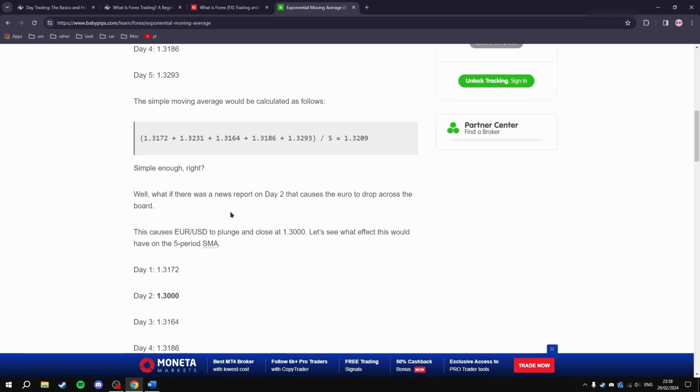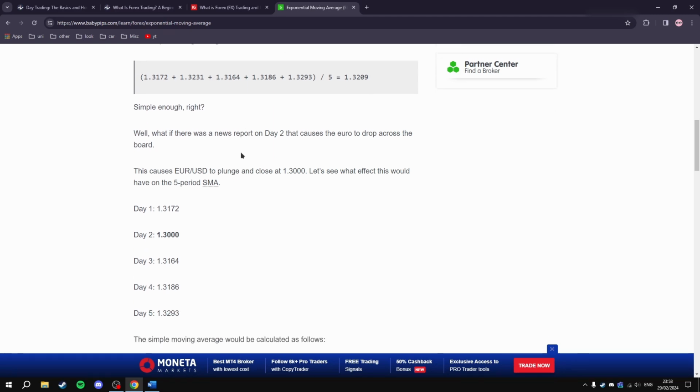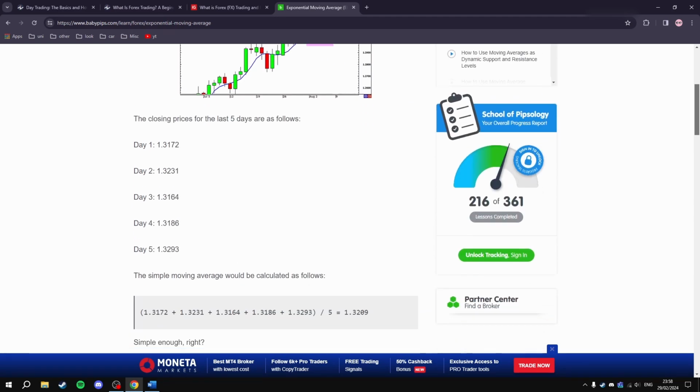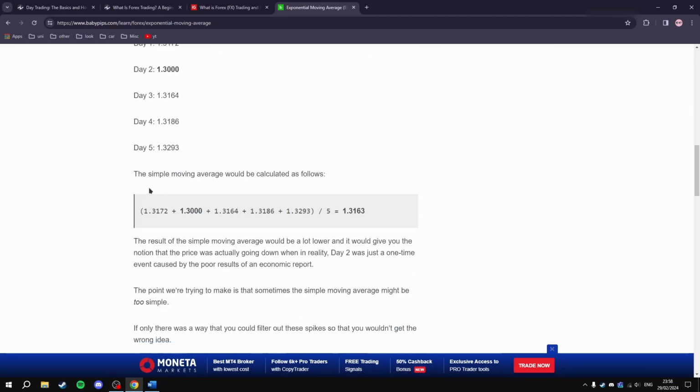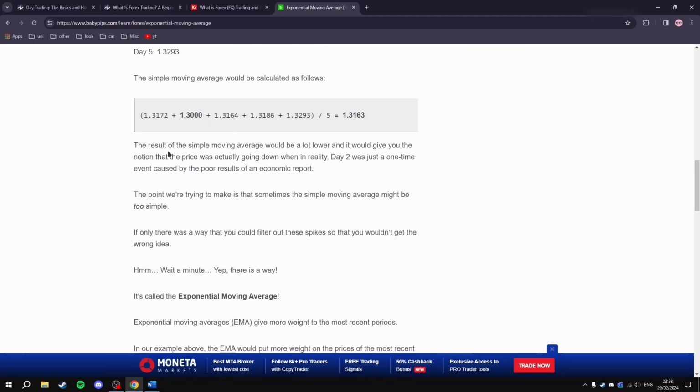Simple enough, right? Well, what if there was a news report on day 2 that caused the euro to drop across the boards? This caused Euro USD to plunge and close at 1.3. Let's see what effect this would have on the 5-period SMA. So everything stays the same except day 2 drops from 1.3231 to 1.3. The simple moving average would be calculated as follows, so 1.3163 instead of 1.3209. The result of the simple moving average would be a lot lower and would give you the notion that the price was actually going to go down, when in reality day 2 was just a one-time event caused by the poor results of an economic report.